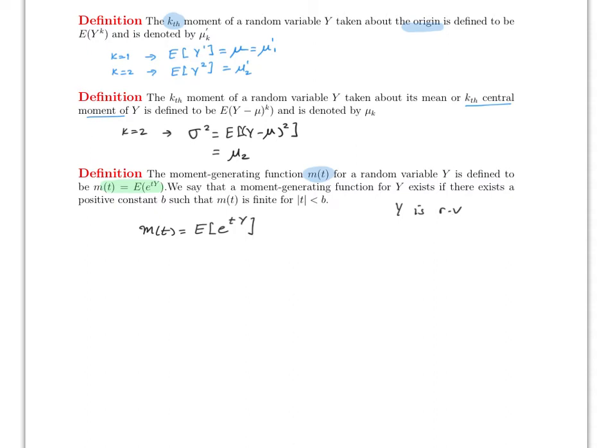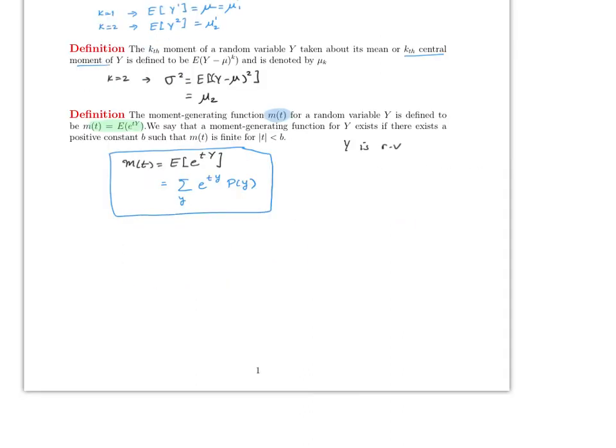By definition, remember this is equal to the sum over all the possible values of y of e to the ty times the density function. So that's the definition we're going to be using.